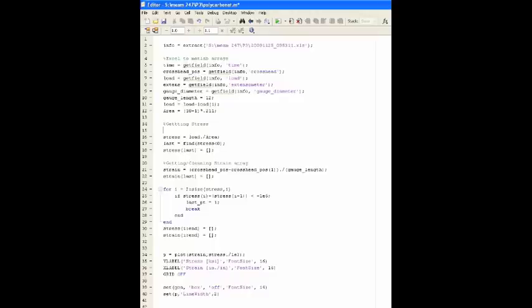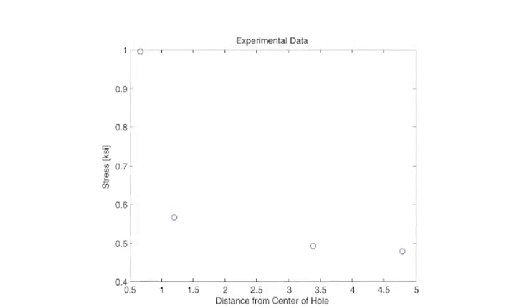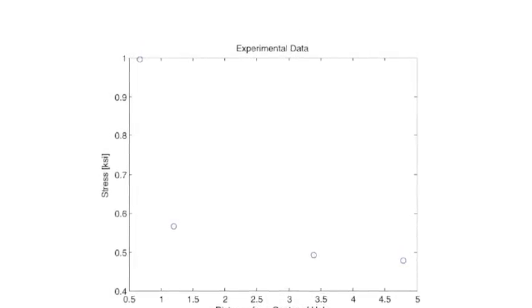The next MATLAB script takes values from the extensometers and produces points. The equation defining the plane stress in the y direction at a certain point calls for two experimentally determined sets of data: the strain in the x and the y direction at a distance from the center hole.